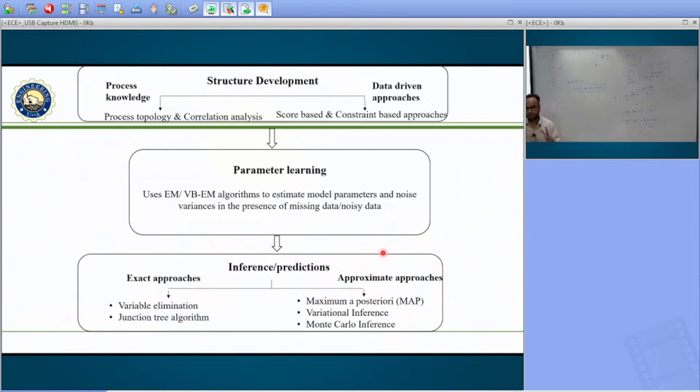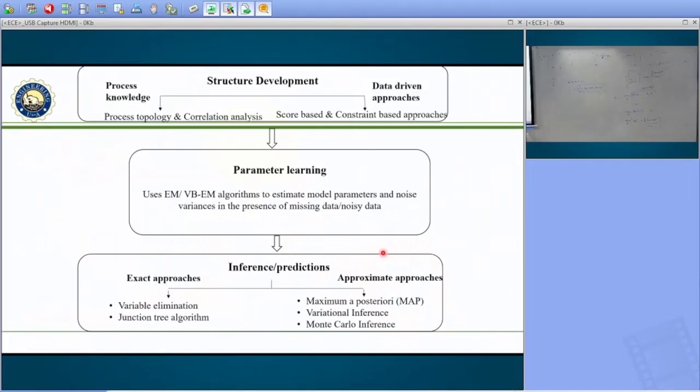That structure development can be done in two ways. One way is, suppose you have a process flow diagram. You are in a particular industry where you know how each input is affecting each output variable, in which direction, what is the flow of the direction. You can use that structural information in a network. Okay, that is one way.